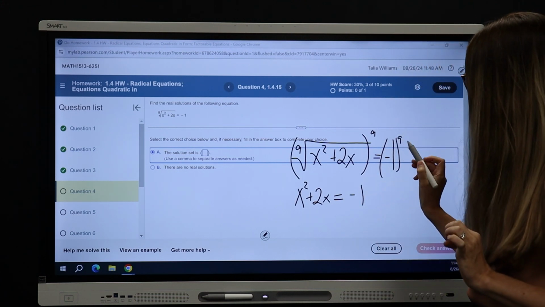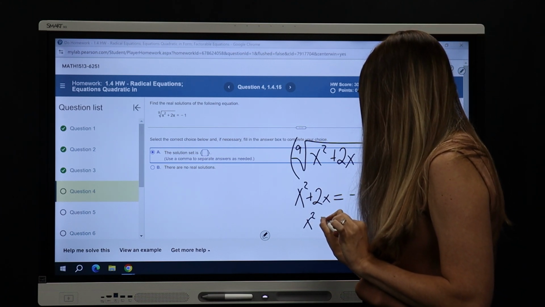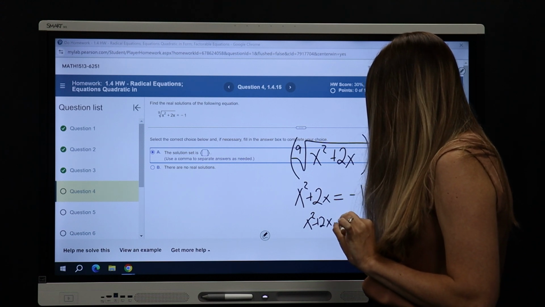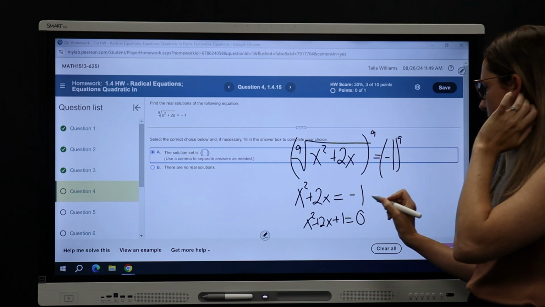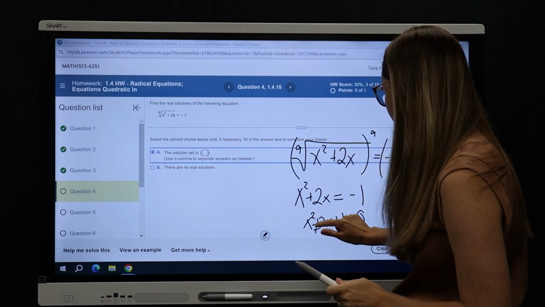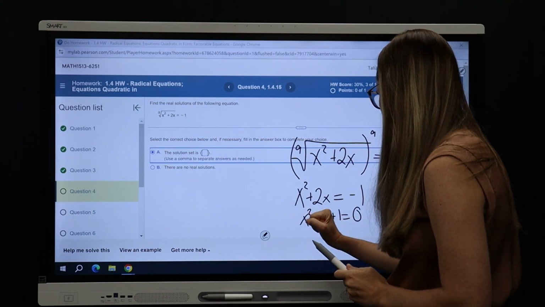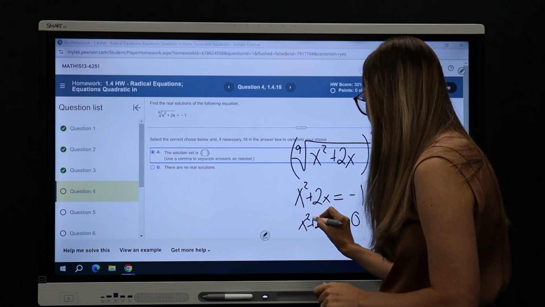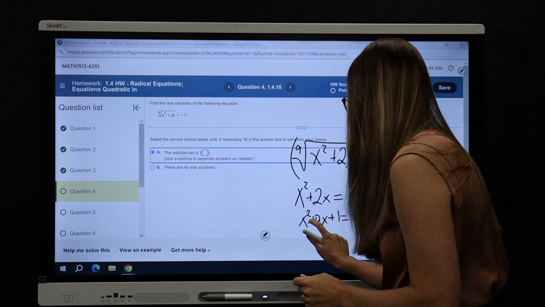Then we're going to take our negative 1 and move it to this side. So I'm going to have x squared plus 2x plus 1 equals 0. I want to erase that. Okay, oh, it's a plus sign. Get back in there.